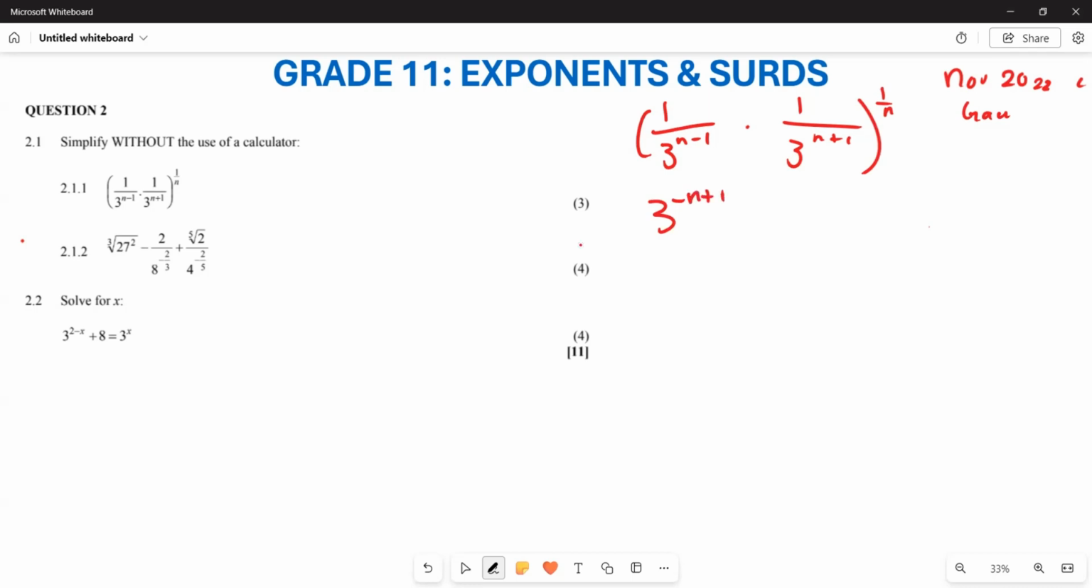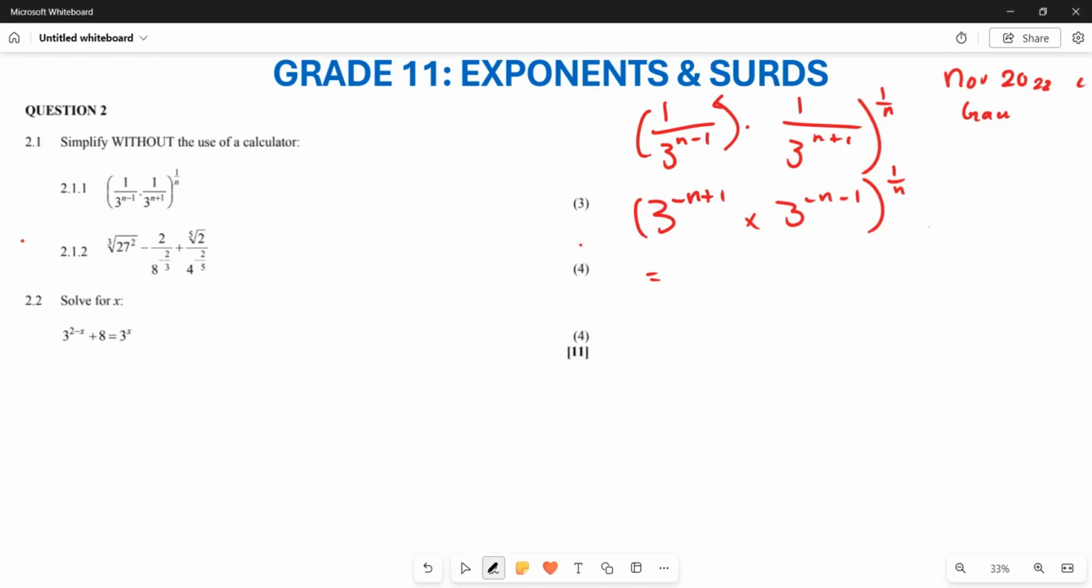Because we are taking the denominator and writing it as a numerator. So this is going to be multiplied by 3 to the power of negative n minus 1, close bracket, all to the power of 1 over n. Now from here, let's see. You are multiplying powers of the same base, so you must add the exponents.